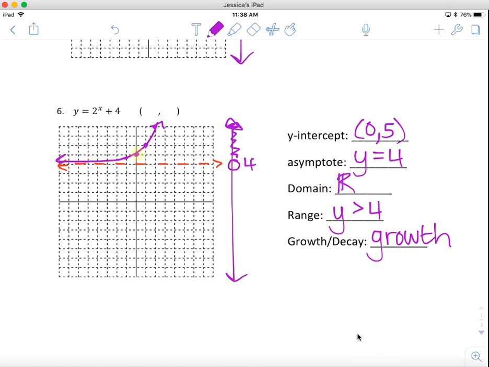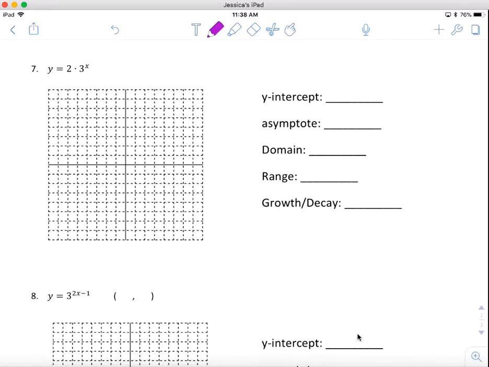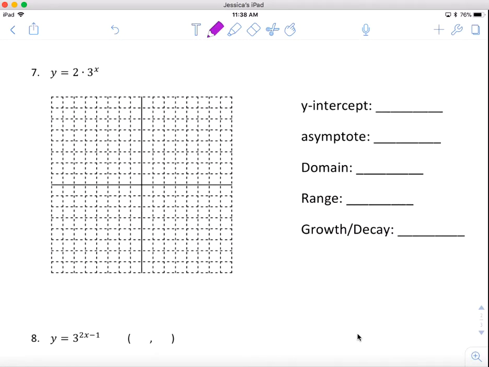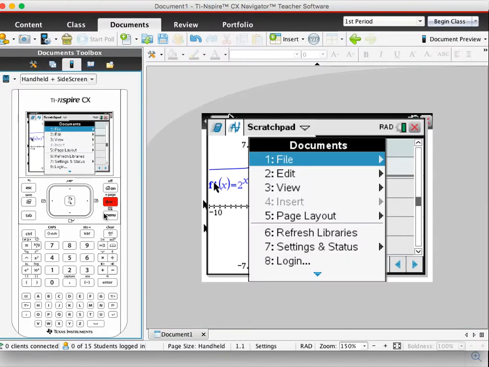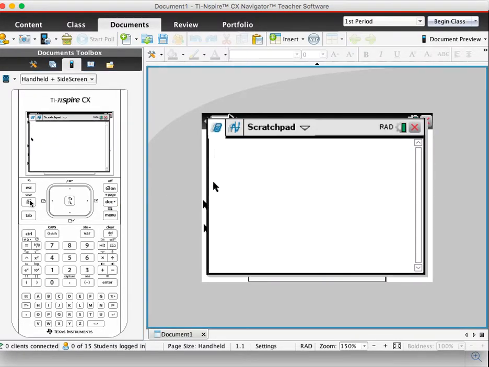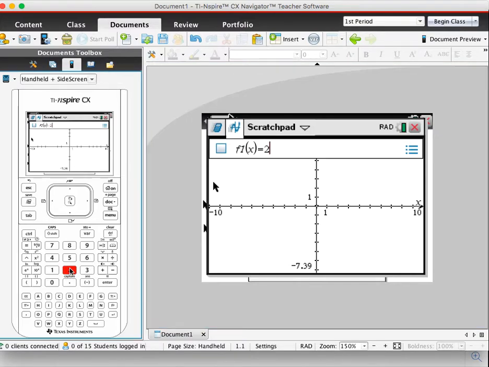Let's move on to number 7. Number 7, we now have a base of 3, but this one's a little bit different because it's being multiplied by 2. So when you plug this into your graph, Desmos again will clear it. We're going to type in 2 times 3 caret x. 2 times 3 to the x.